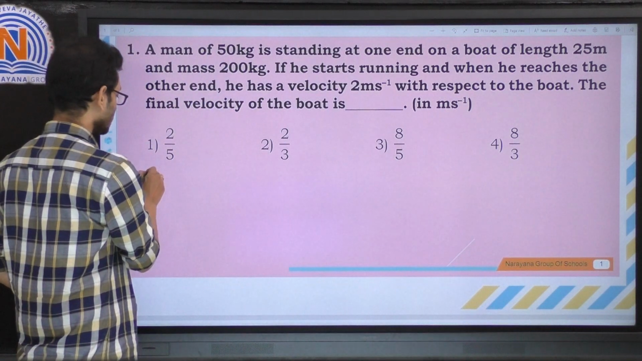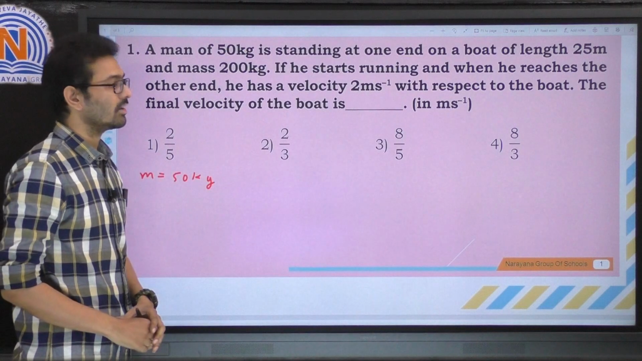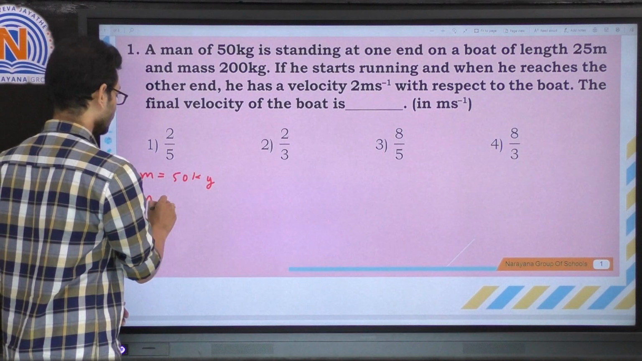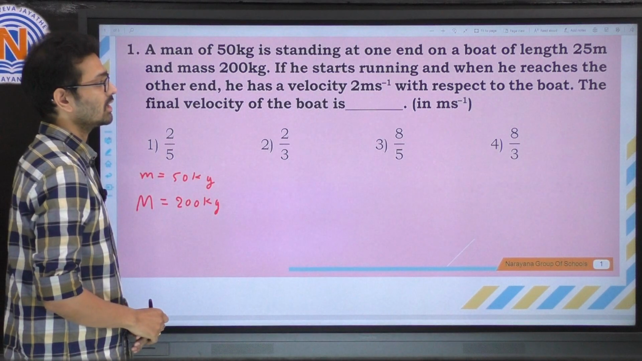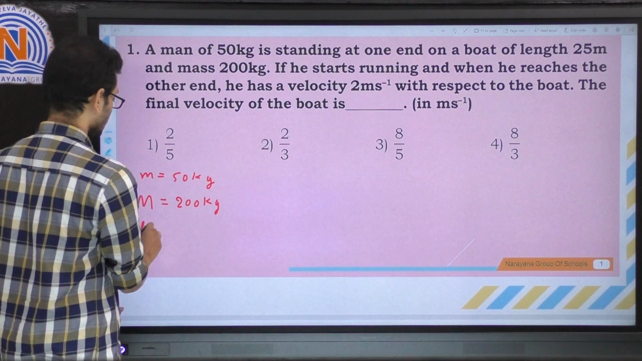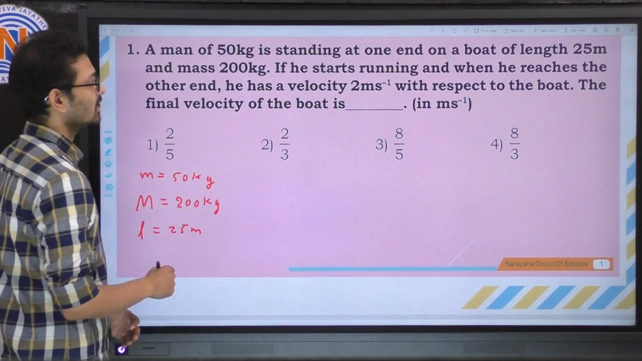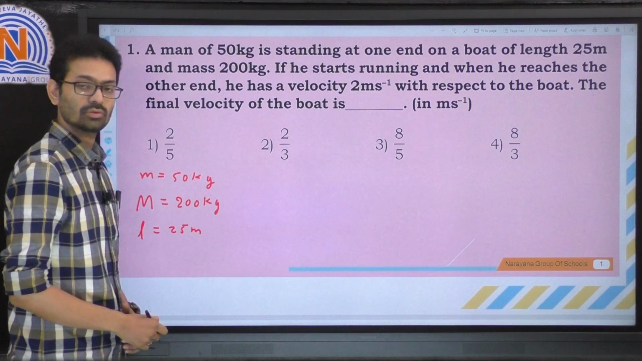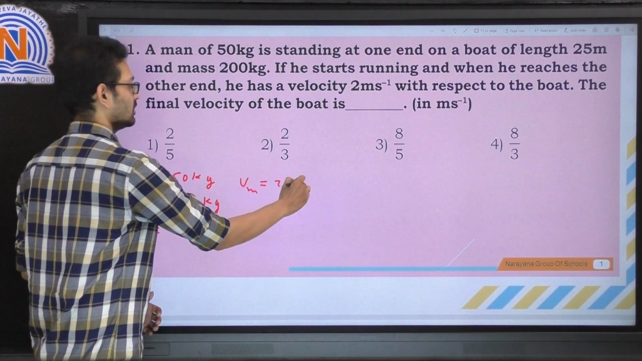Man's mass, let us take it as m equals 50 kg, and he is standing at one end of a boat of length 25 meters and mass 200 kgs. Now let us take the mass of the boat as 200 kg, and the length of the boat is given as 25 meters. Now if he starts running and when he reaches the other end he has a velocity of 2 meters per second. That means velocity of man is given as 2 meters per second.